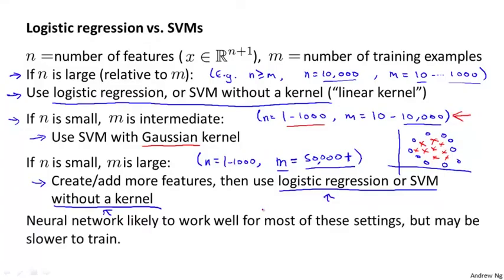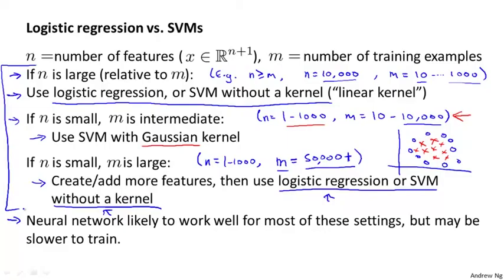And finally, where do neural networks fit in? Well, for all of these problems, for all of these different regimes, a well-designed neural network is likely to work well as well. The one disadvantage, the one reason I might not sometimes use a neural network, is that for some of these problems, the neural network might be slower to train.